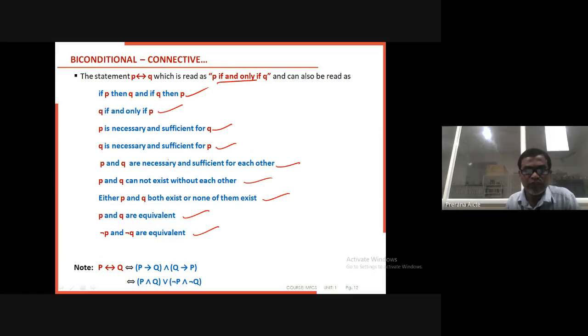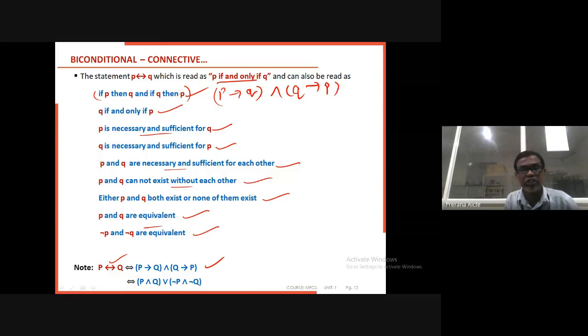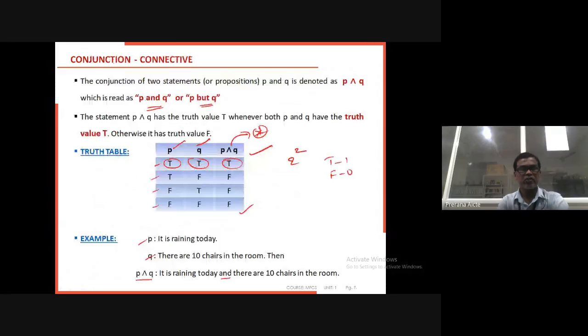So if we find words or phrases like this, then I can use this biconditional connective. The well-known equivalence formula for this biconditional connective is P implies Q and Q implies P. Whatever statement we have, P implies Q and here Q implies P, that is the equal meaning for this. Similarly, P and Q are equivalent to negation P and negation Q. These are the equivalent formulas related to this biconditional connective. So these are related to these connectives and propositions.